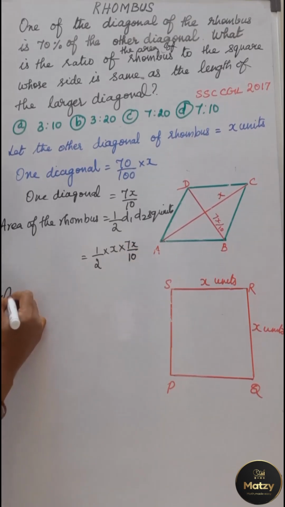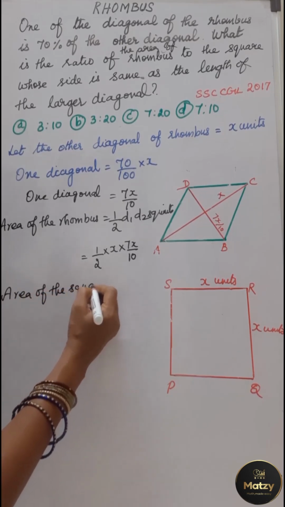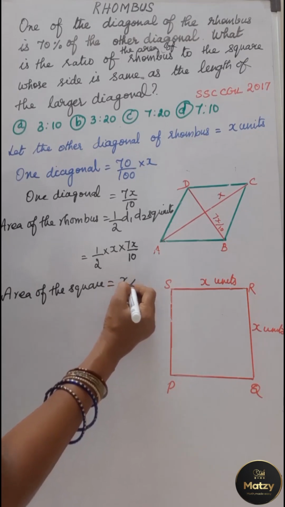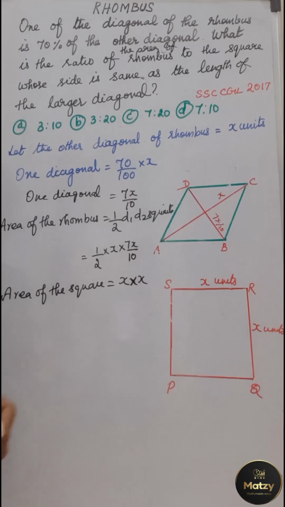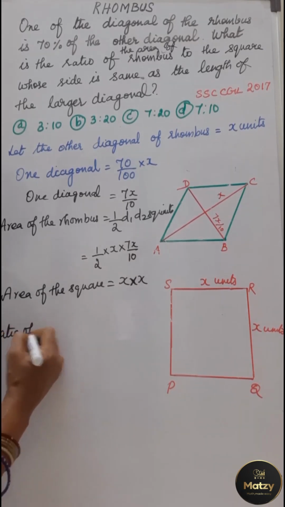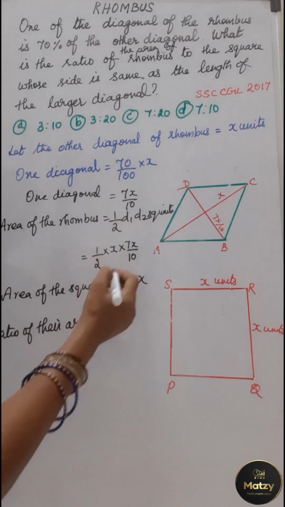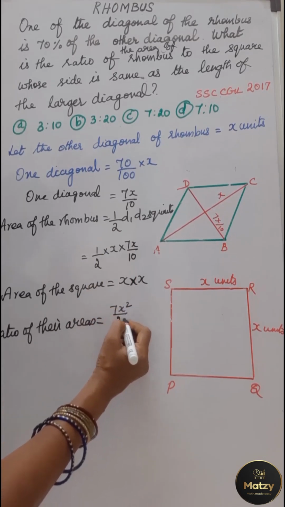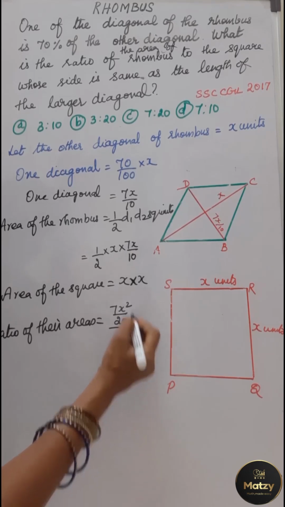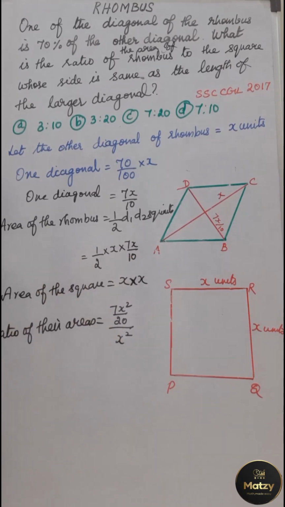Okay. What is the area of the square? It is equal to side into side, x into x units. So, what is the ratio of their areas? That is 7x square by 20 divided by x square. After multiplication, 7x into x, 7x square, 2 into 10, 20.